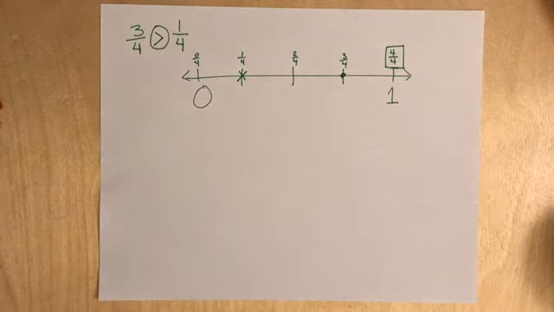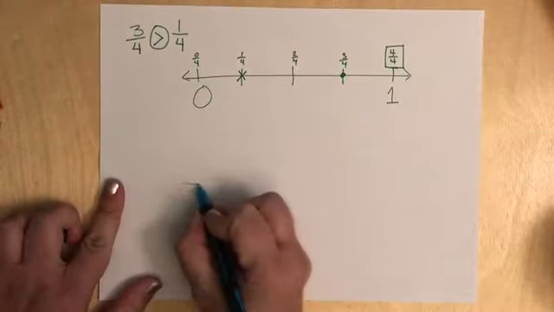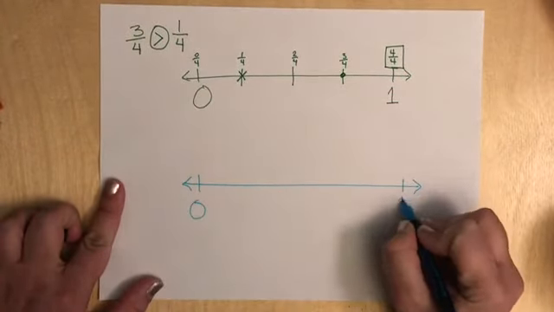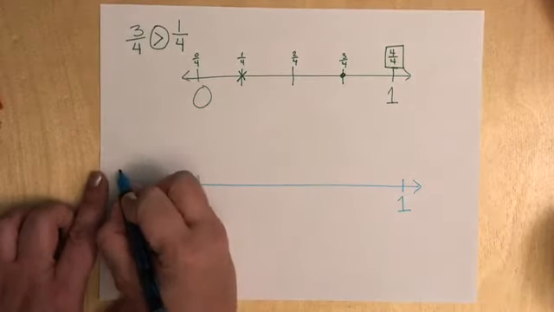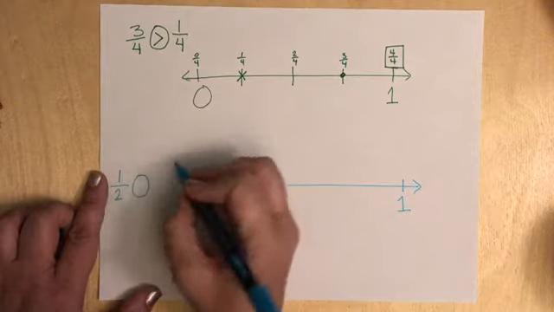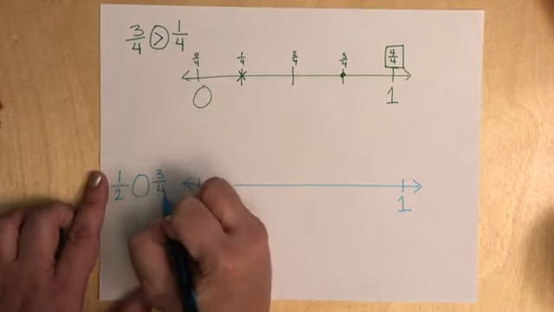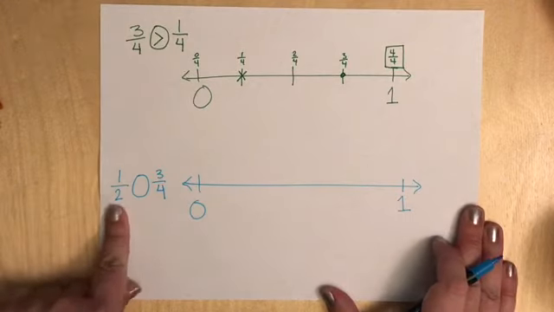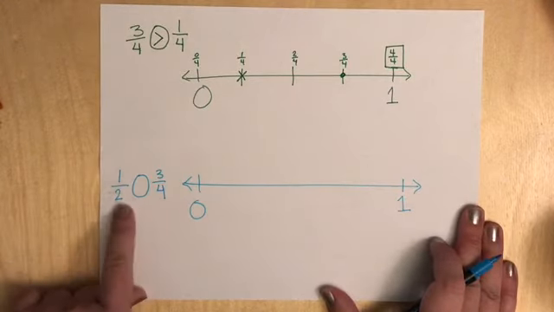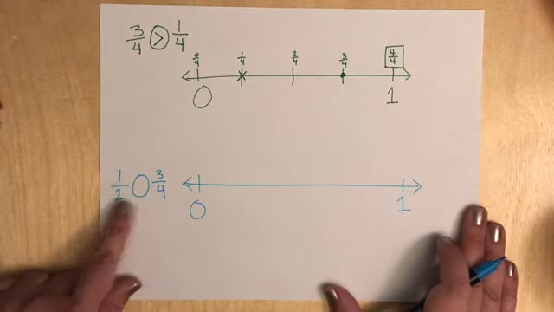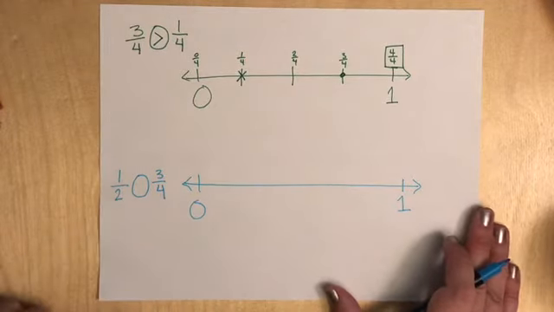Draw another number line from 0 to 1 on your paper. And this time I would like you to find out which one's greater, 1/2 or 3/4. So notice that you're going to have to draw where your halves are and where your fourths are because the pieces are different sizes. Go ahead and label your halves and your fourths. Press pause and press play when you're done.